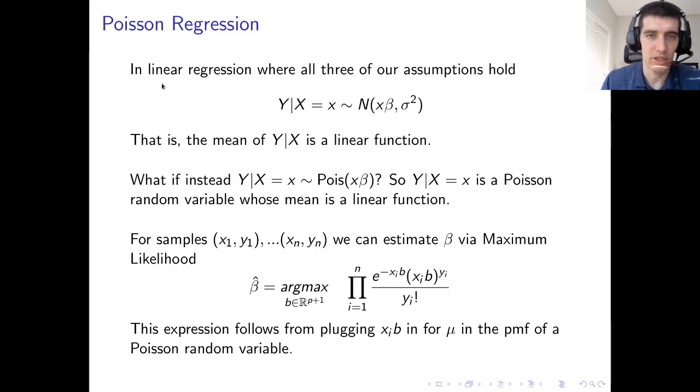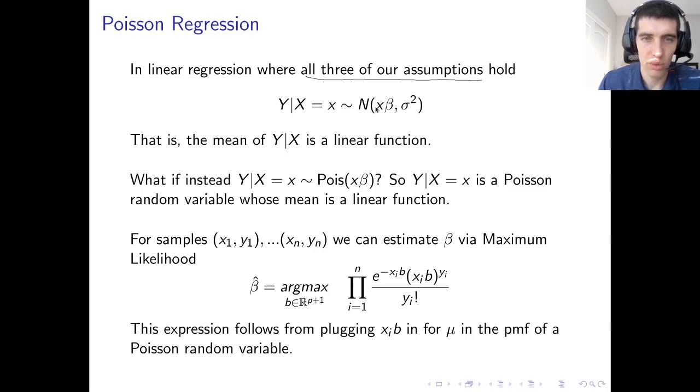So in linear regression, of course, when we have all of our assumptions, please don't forget this, we know that y, given some value of x, is distributed normally. This is what we've seen before. The mean is x beta. The variance is sigma squared. So what's happening here is that the mean of y given x is a linear function. You give me an x, the mean of y is a linear function in x.